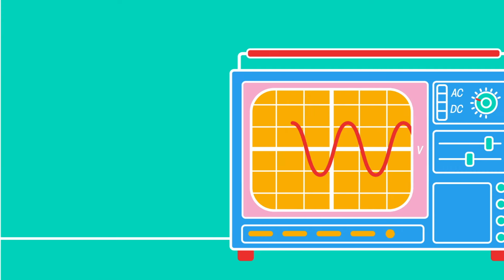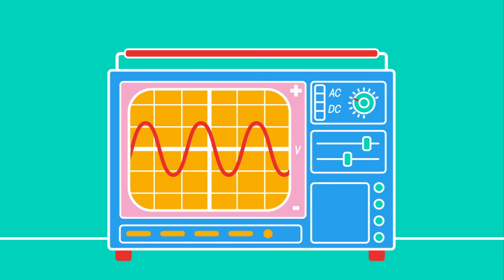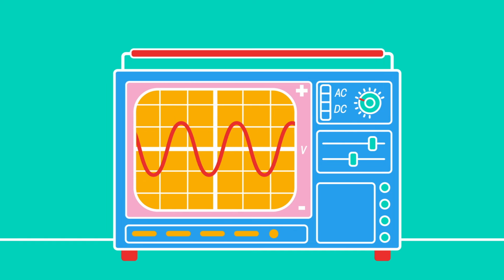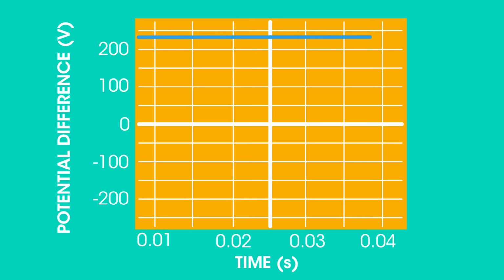We can see on this oscilloscope the voltage, or potential difference, constantly changing from positive to negative, and so driving the current in alternate directions. An oscilloscope trace for direct current would look like this. There is no change in voltage, so the current is also constant.